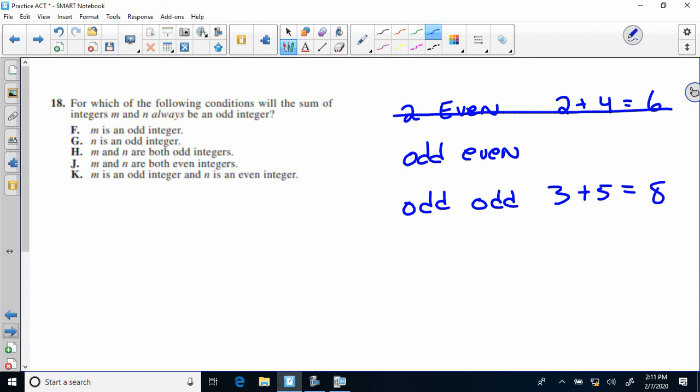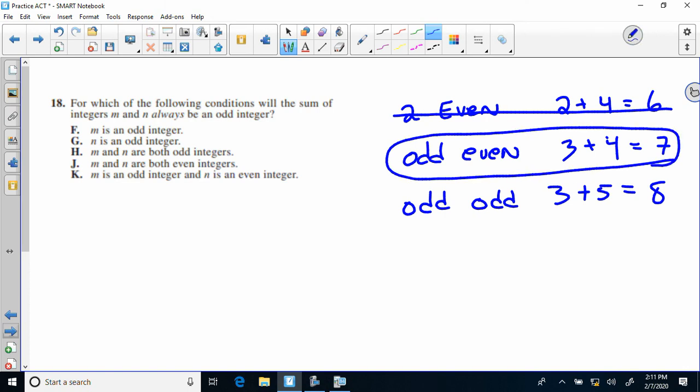The one in the middle is odd and even, so choose an odd number and an even number. An odd number is 3, an even number is like 4. You can choose any even number you want. If I add those together, I get a 7. So the only one that gives me an odd number is if one of them is odd and one is even, because I only had 3 options. So I like K for my answer, because that said one of them is odd and one is even.